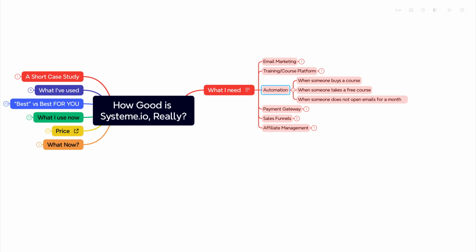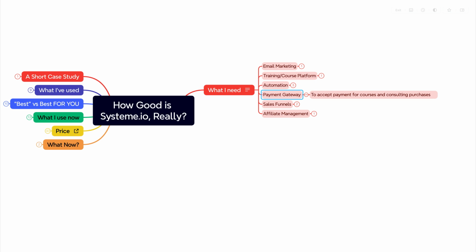Then I needed automation, so that when somebody purchases a course, they get appropriate emails and guidance, or when they join a list, they get a relevant email sequence, or when somebody takes a free course, they get appropriate nudges to upgrade. And when somebody doesn't open emails for a month, I'd like to know about it, so that I can entice them back. I also need an integrated payment gateway to take payments.